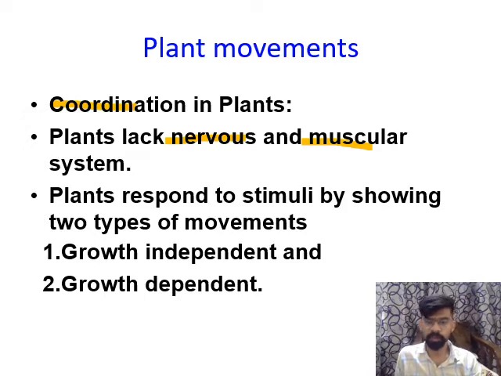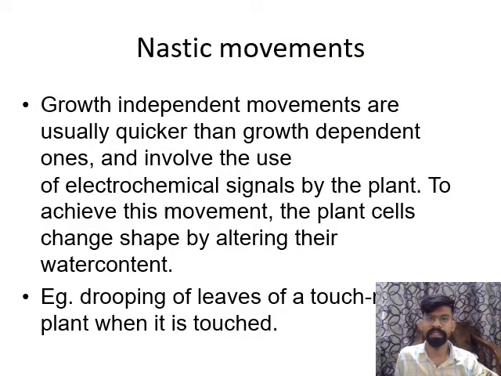Plants mainly respond to any stimulus, message or impulse, and when this impulse is received by the plant, the plant shows two types of movement. First is growth independent, and second is growth dependent. According to the stimulus or the external environmental condition, plants show these two types of movement: growth independent and growth dependent. Yes, this is nastic movement. The first topic is nastic movement.